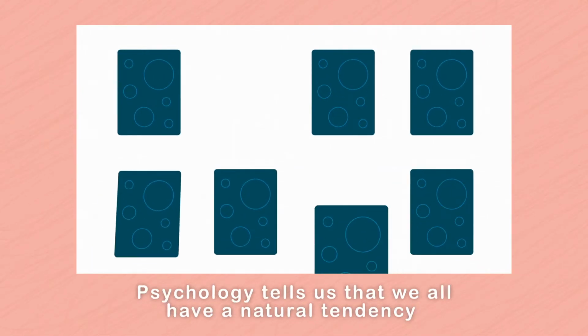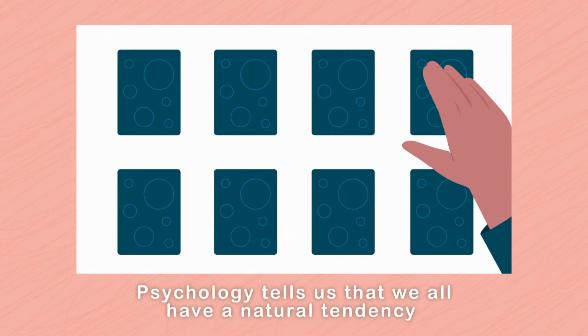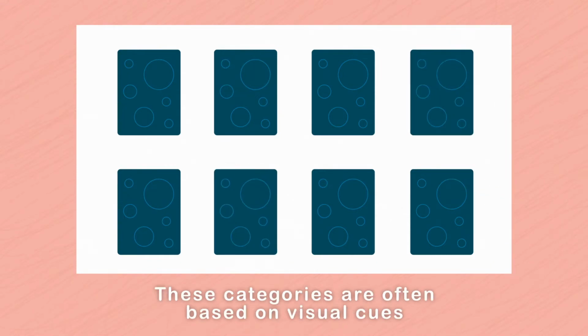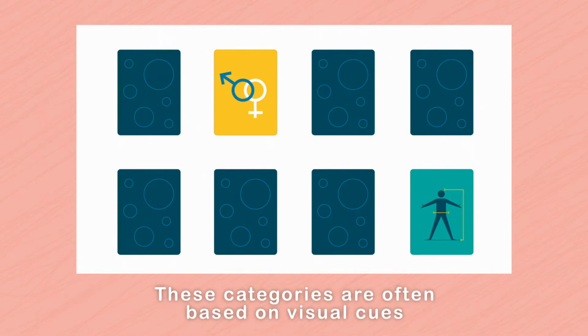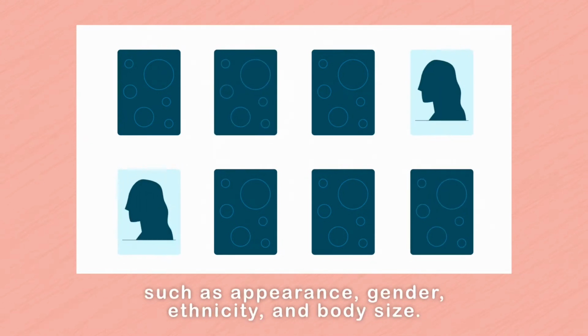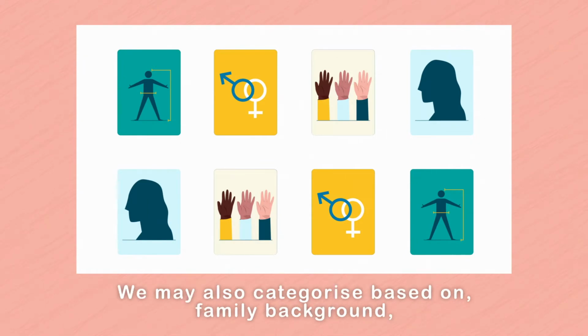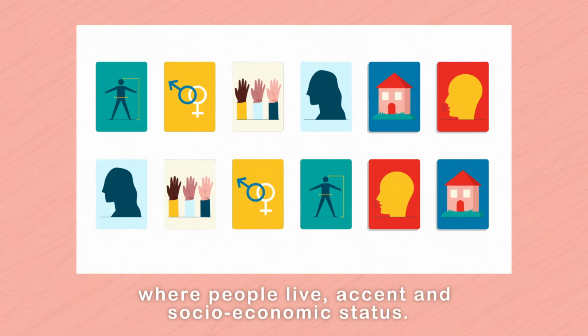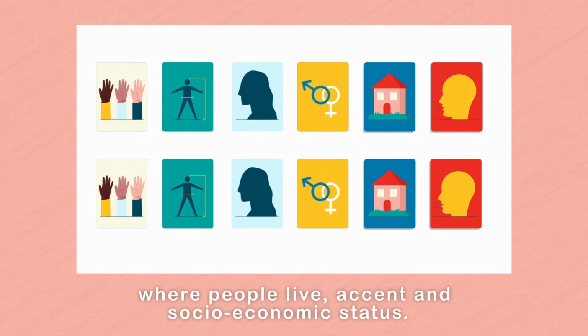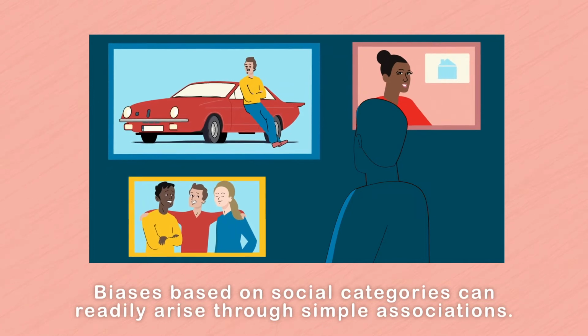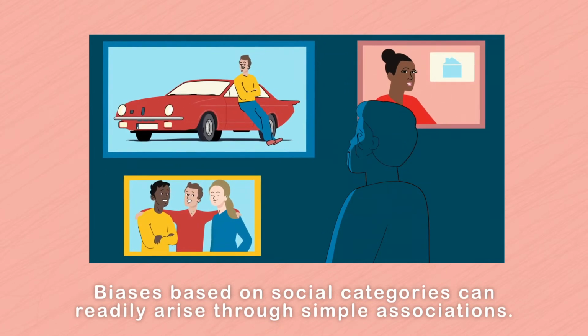Psychology tells us that we all have a natural tendency to place individuals into social categories. These categories are often based on visual cues, such as appearance, gender, ethnicity, and body size. We may also categorize based on family background, where people live, accent, and socioeconomic status. Biases based on social categories can readily arise through simple associations.